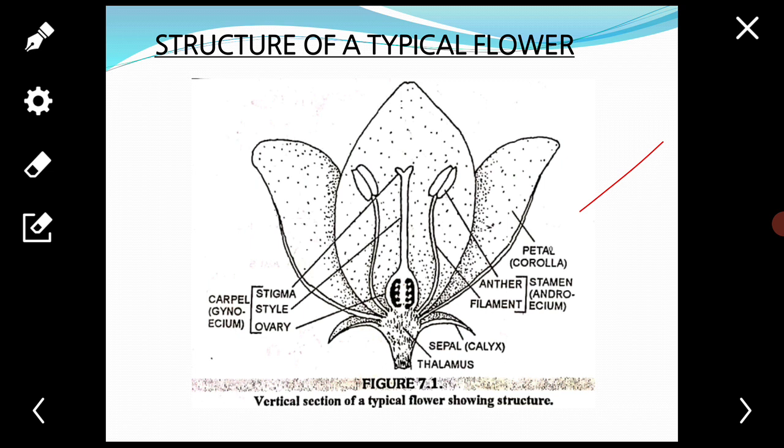Also some monoecious species produce staminate and pistillate flowers at different positions along a single stem. Example, maize. There are endless variations in the type of flowers.